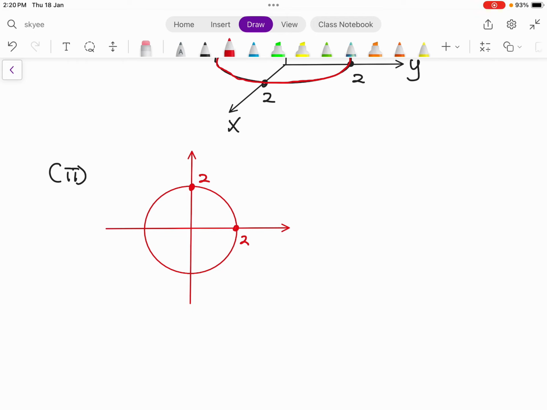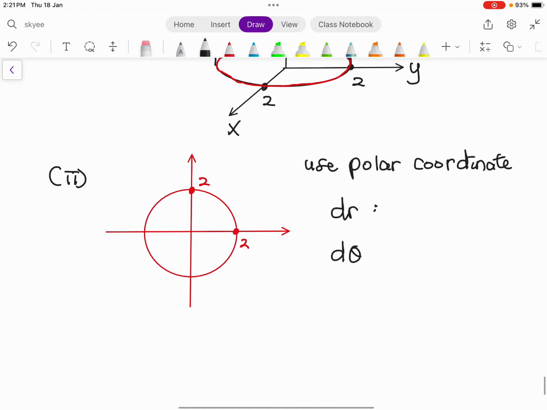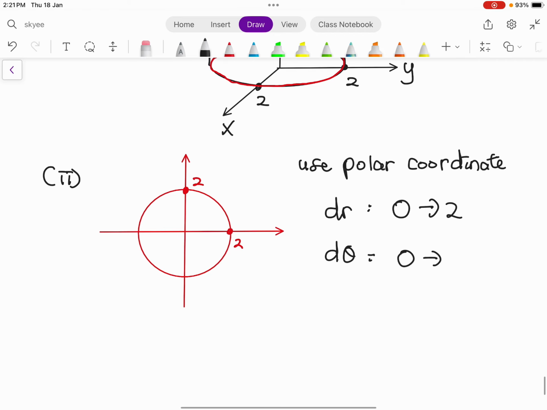Besides drawing the xy projection, you have to define the interval. You can say that you want to use polar coordinates. So for polar coordinates, you will have dr and also d theta. So dr will be from 0 to 2, and d theta will be from 0 to 2 pi. You might be confused about what the interval means in these questions.